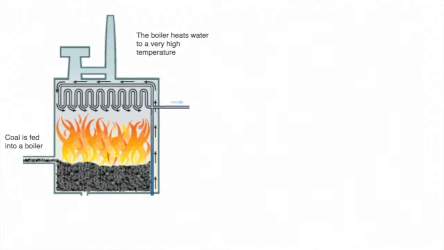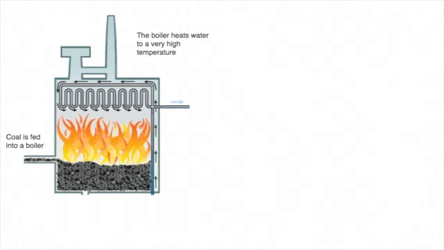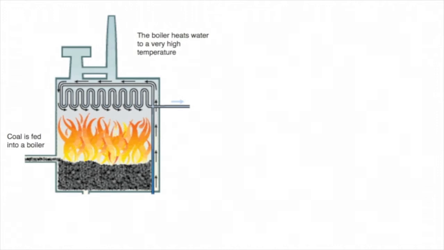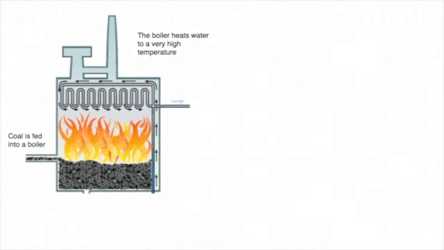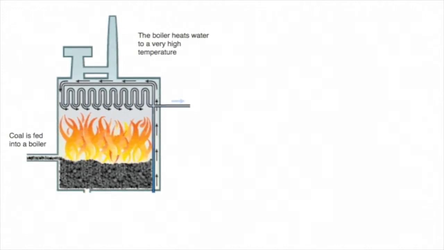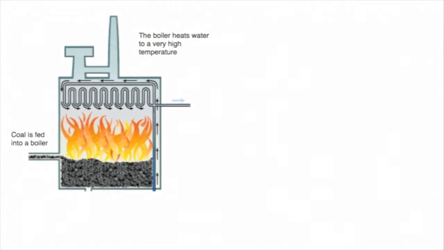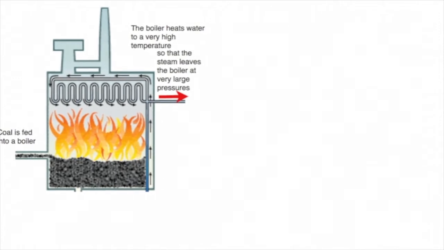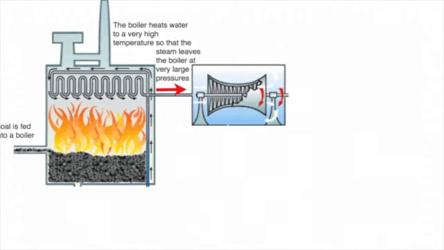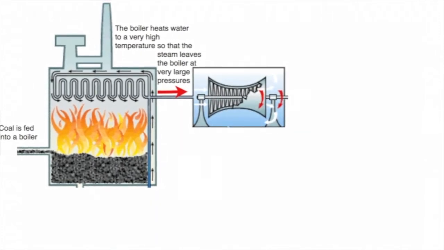That water is heated to a very high temperature, well beyond its normal boiling point, because it is held under a very high pressure. Because of this very high pressure, steam can escape from the boiler at very high speeds, many hundreds of kilometers per hour. That steam blasts against a turbine.